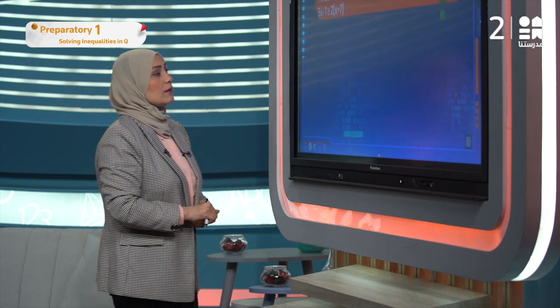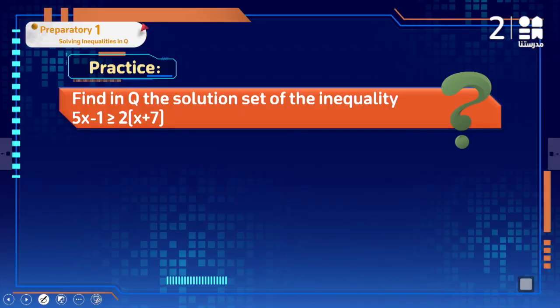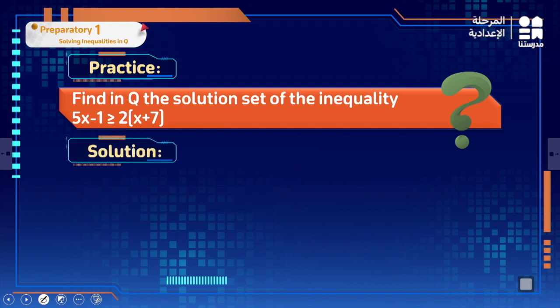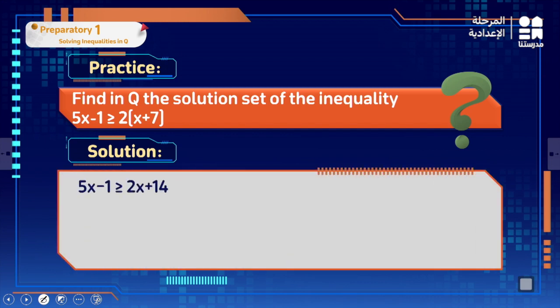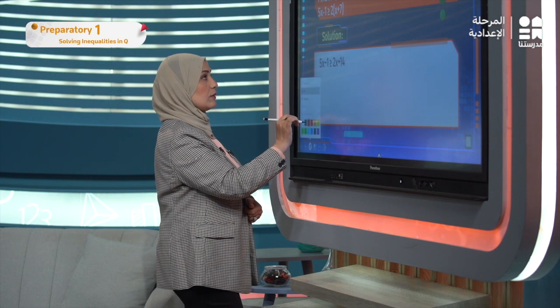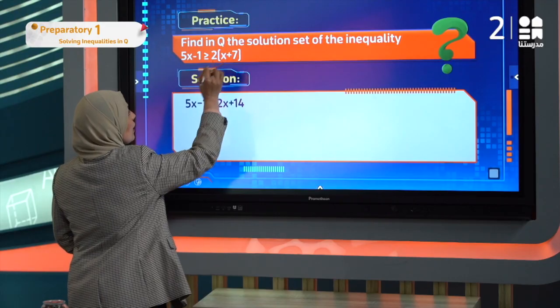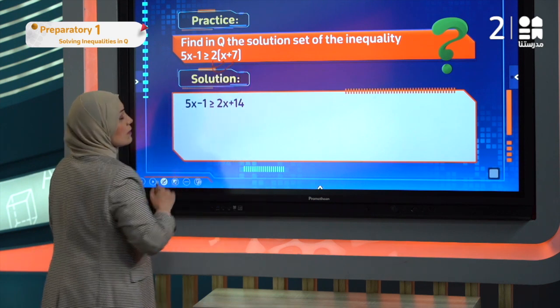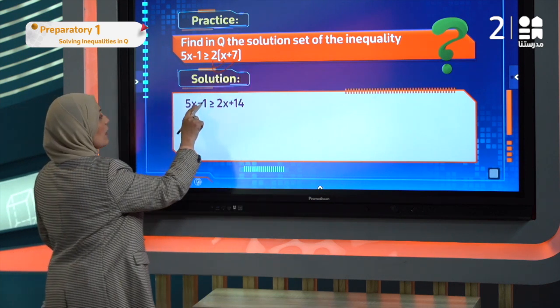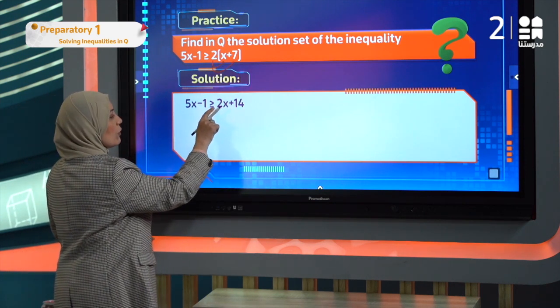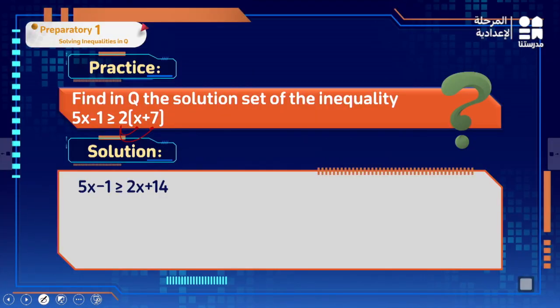Another one. Find in Q the solution set of the inequality 5x minus 1 is greater than or equal to 2 times the bracket x plus 7. To do it, we are going to distribute this 2. Here it is: 2 times x and 2 times 7. So 5x minus 1 is greater than or equal to 2x plus 14, because 2 times 7 is 14.